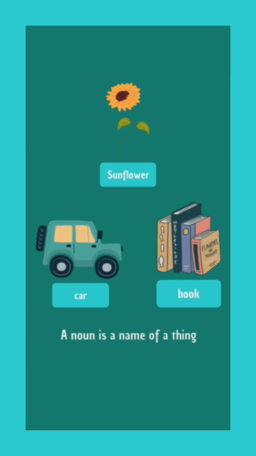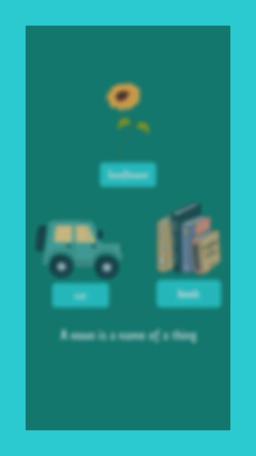Here we can see a noun can also be the name of a thing. For example, book, sunflower, car. These are all things that we can see and touch, so they are called concrete nouns. So any name of an object or thing is called a noun.